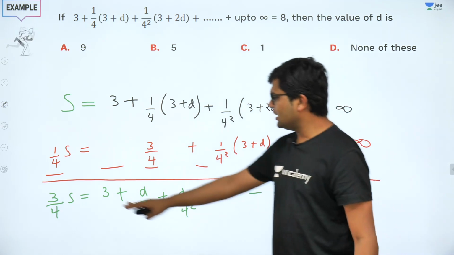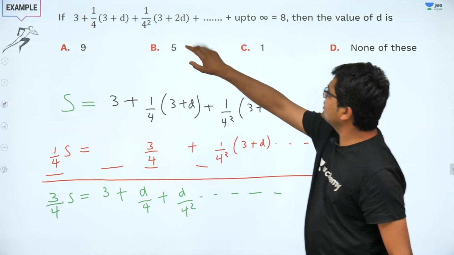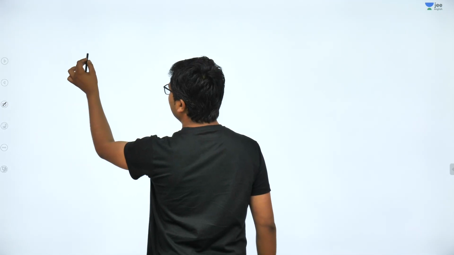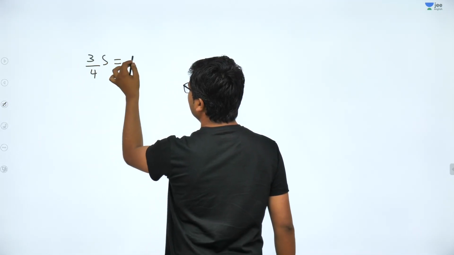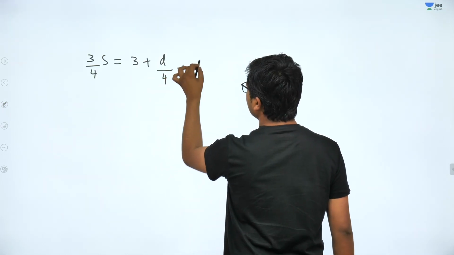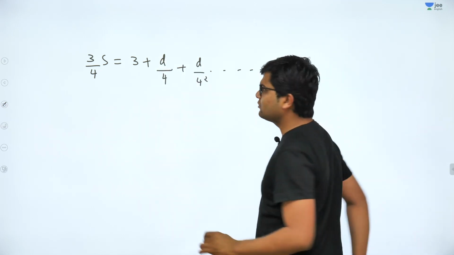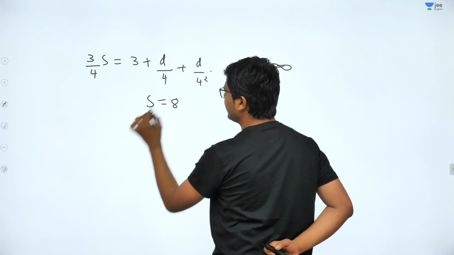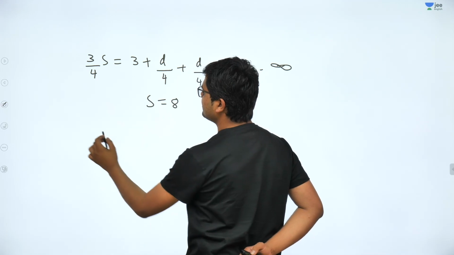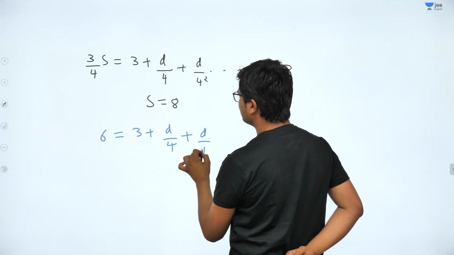Now this sequence I need to solve. This has become a pure GP. Got my point? And the value of S is given to me as 8, so just put the value of S and you will get the answer. I am rewriting it. 3 by 4 of S is equal to 3 plus d by 4 plus d by 4 square, and it is going till infinity. Just put S equal to 8. Then this becomes 4 into 6 is equal to 3 plus d by 4 plus d by 4 square till infinity.